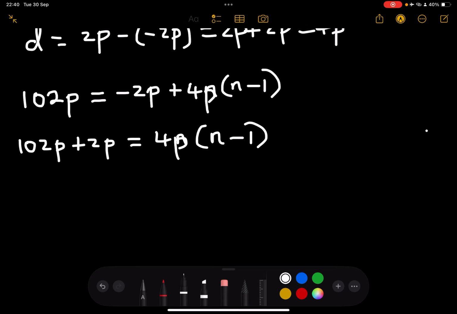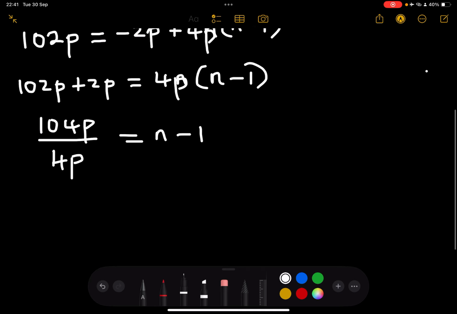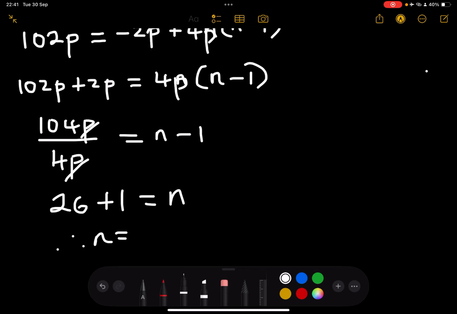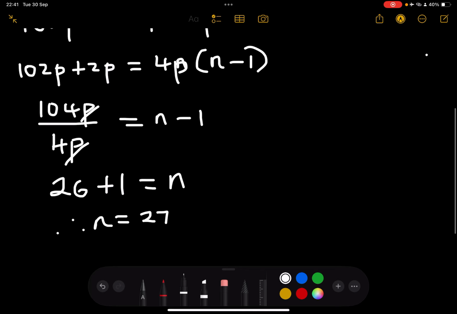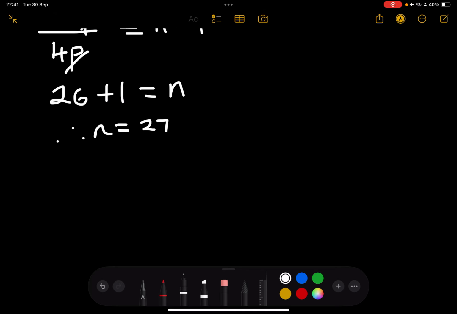And then we have 104p this side, and we're going to divide it by 4p. Then we have n minus 1. You can see that the p will cancel the p. So 104 divided by 4 should give you 26. Then we're going to transpose the minus 1, so it's going to be plus 1 equals n. Therefore, n equals 27, which means this series has 27 terms.